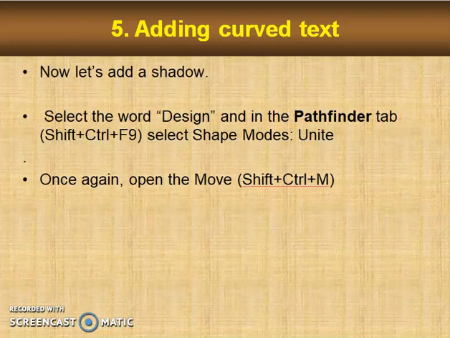Now let's add a shadow. The text style is different, so it would be nice to have a special shadow too. Select the word design and in the Pathfinder tab, use the command Shift plus Control plus F9. Select Shape Modes Unite. Once again, open the move Shift plus Control plus M and set position horizontal 2 mm and positive vertical 2 mm. Click copy.